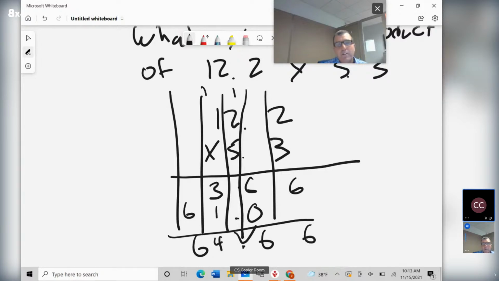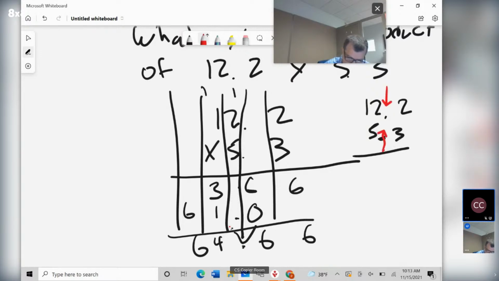So we will continue to work on some of these word problems. If you don't want to use the columns, feel free not to. Just make sure that whenever you're doing decimals, you're lining the decimals up. That's the most important thing. So when we did 12.2 times 5.3, the decimals always have to be lined up with each other, and then it's just a straight multiplication problem.